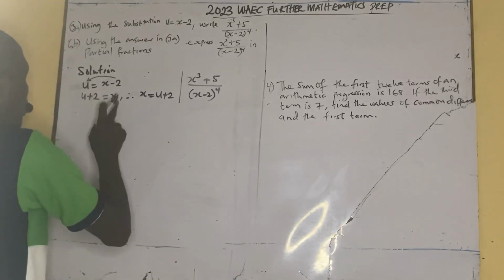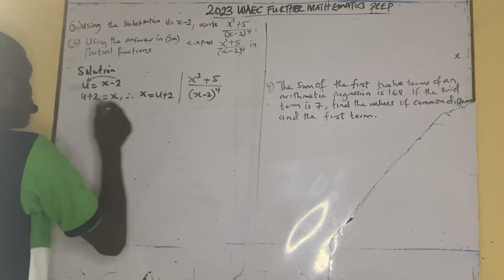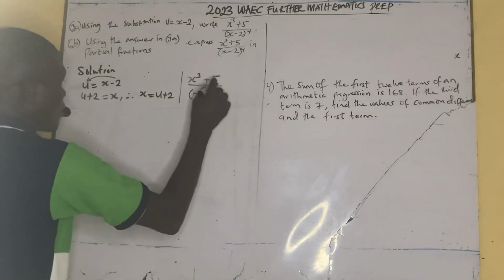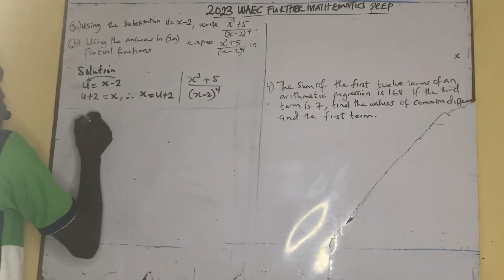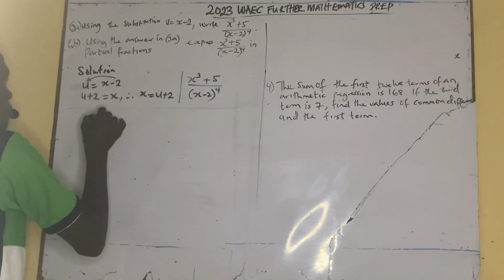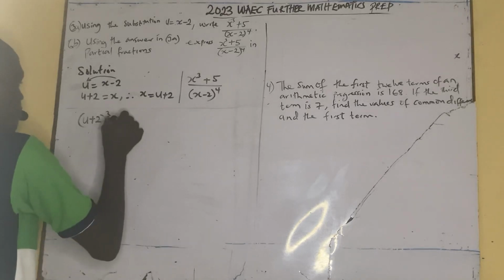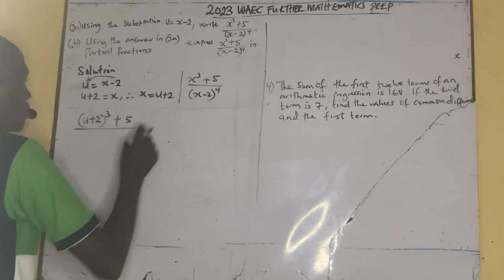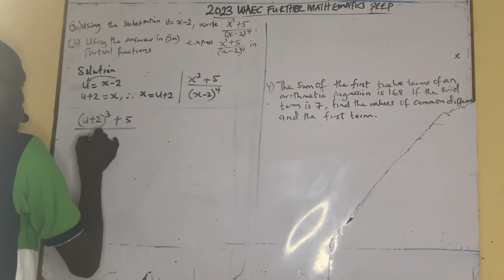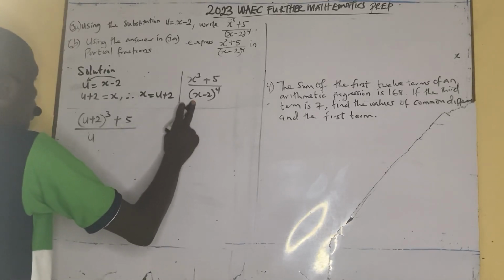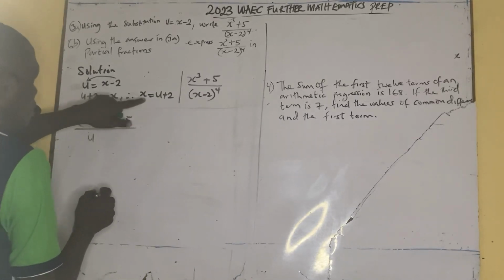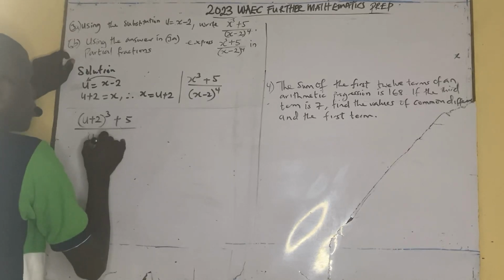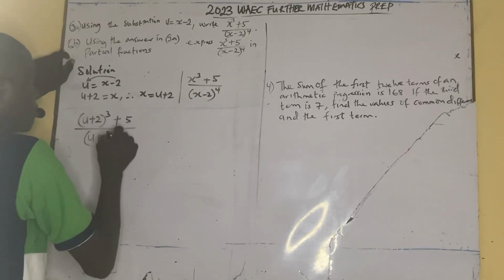Now our x is equal to u plus 2. So wherever we see x, we put u plus 2. We have (u plus 2) raised to the power 3 plus 5, all over (u plus 2 minus 2) raised to the power 4.